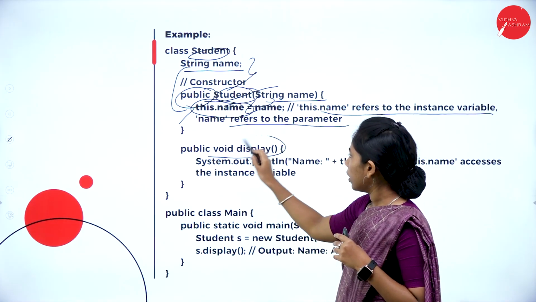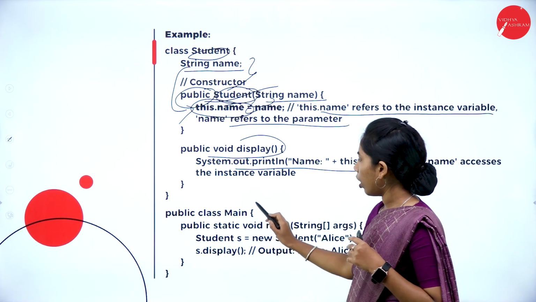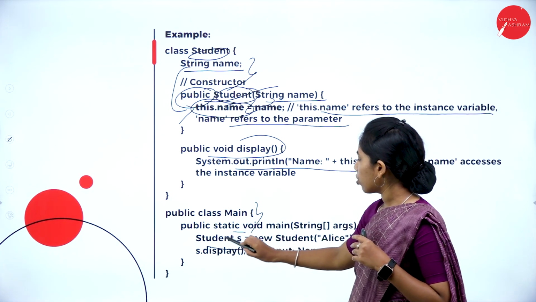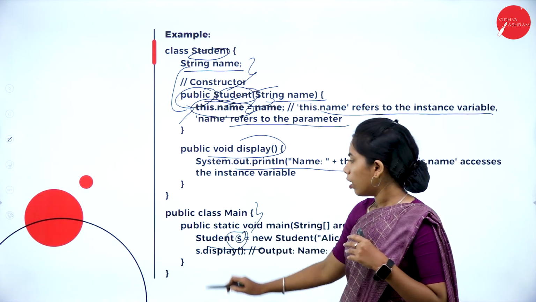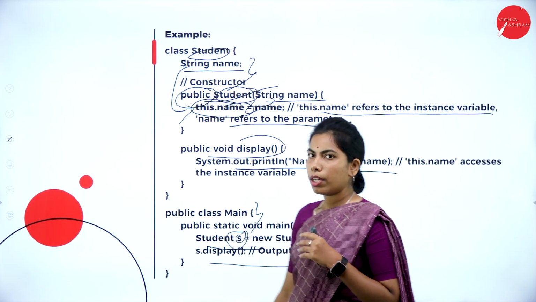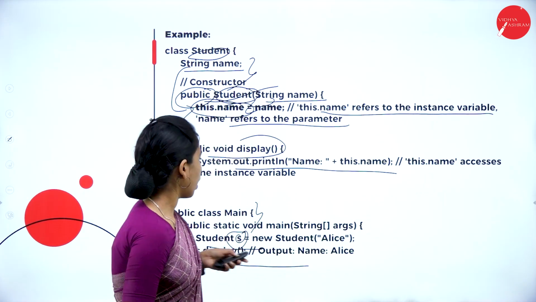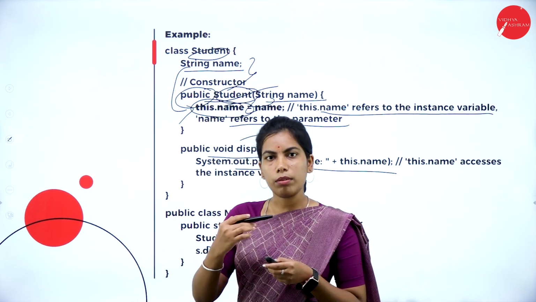And again, one printing statement. Now call the main function. Here I create a Student, yes. Yes is one object. Call the object.display. So the name alias will be printed. This is how you have to differentiate between this keyword and method.